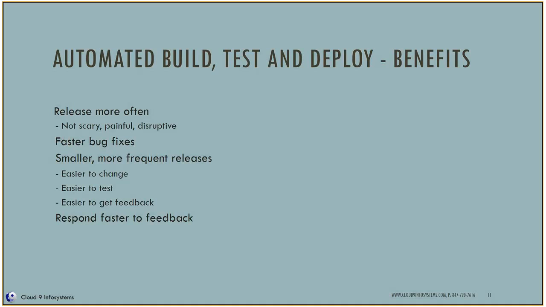With releasing more often, it lets you do smaller, frequent releases. So it's a lot easier to get feedback on one or two items than it is if you've got, say, hundreds of them lined up. If you do these smaller frequent releases, it also takes you a lot less time to respond to the feedback.